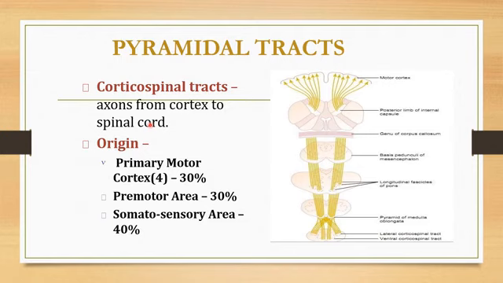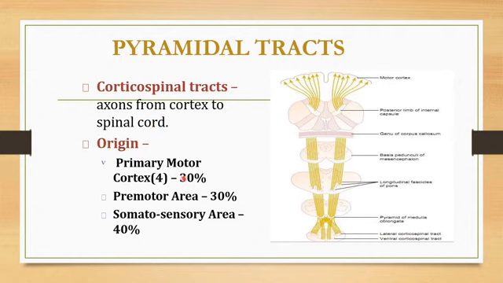The lateral tract constitutes 80% of fibers in the corticospinal pathway, so this is the most important. The anterior tract constitutes only 20% of fibers. The anterior is involved in posture regulation, and the lateral is involved in skilled voluntary movements of the individual.